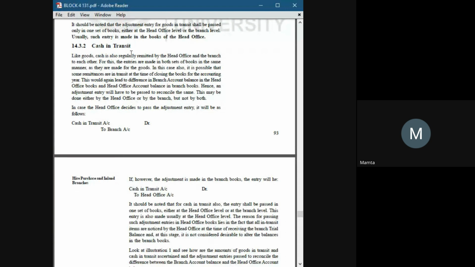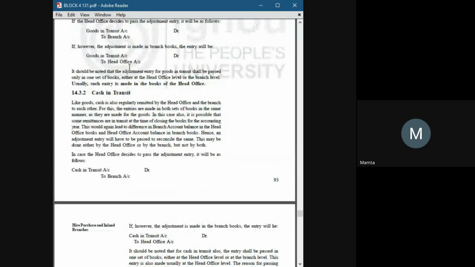Now we have read goods in transit. Now we will see what happens in cash in transit. It means the sender has sent the cash, but it is not yet received by the receiver, and it is the year's end. You need to finalize your accounts and send your copy of the account to the head office. Again, if they compare both the accounts, it will show a difference.